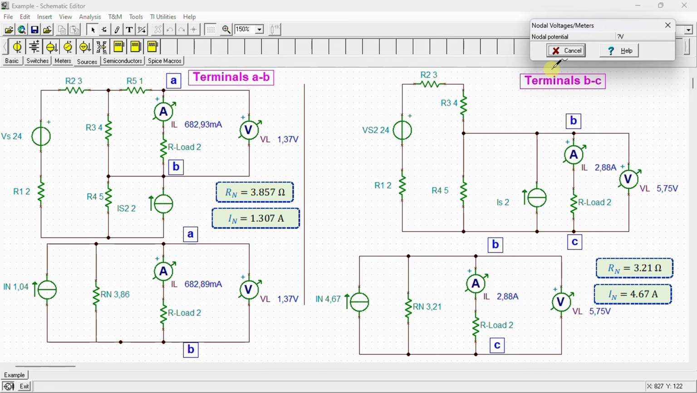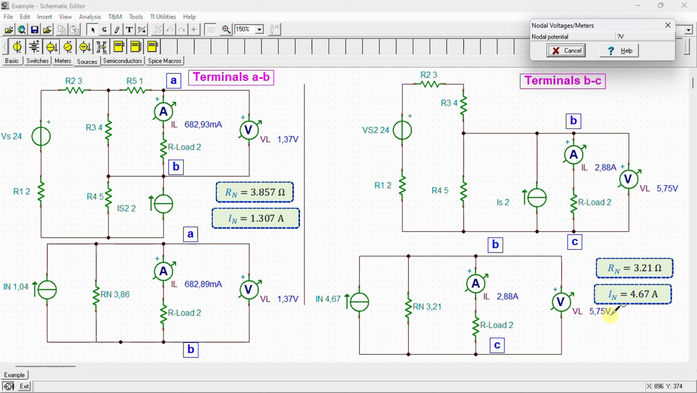Let's move on now to the terminals B and C. The current through the load resistor is equal to 2.88 amps, and here also is 2.88 amps. And here the voltage across the load resistor is equal to 5.75 volt, and here is 5.75 volt.